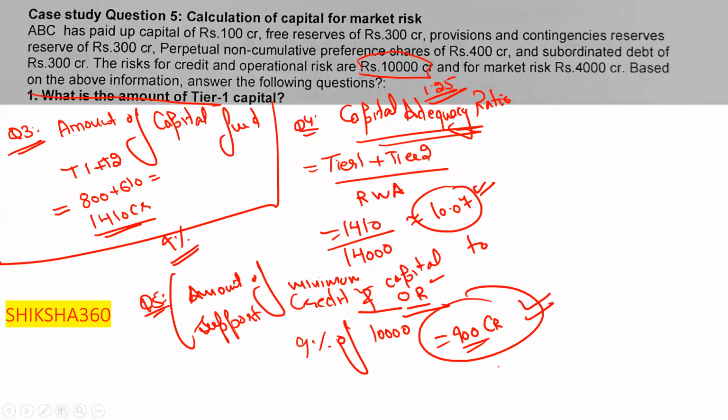So this type of question you will get in the examination with this information. The reason to discuss this is so that you are able to understand. Sometimes they give a very long case study, so you just have to bifurcate the terms from that. You just have to understand what they have given and how to formulate the answer from the given options. So in this question we have discussed tier 1, tier 2, amount of capital fund, capital adequacy ratio, and the amount of minimum capital to support credit and operational risk.